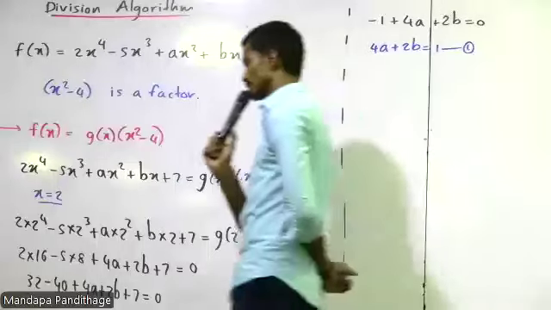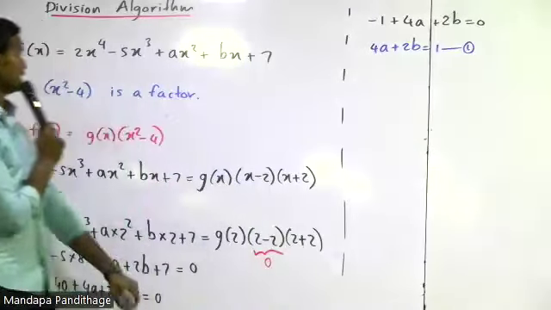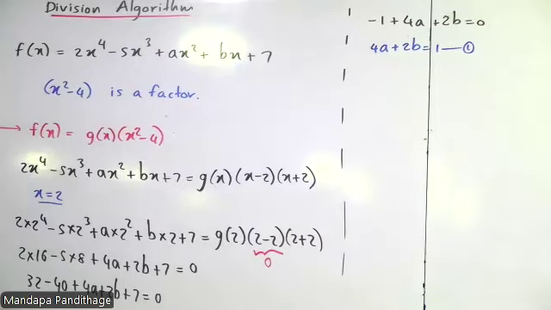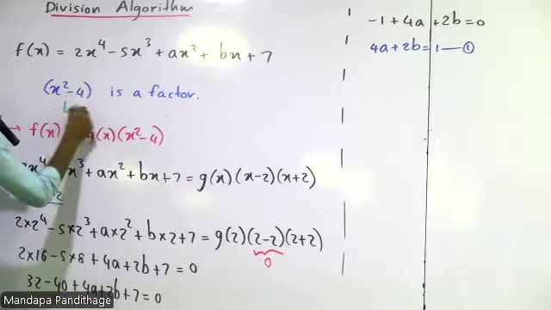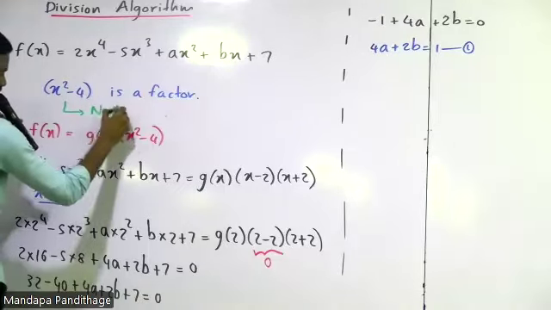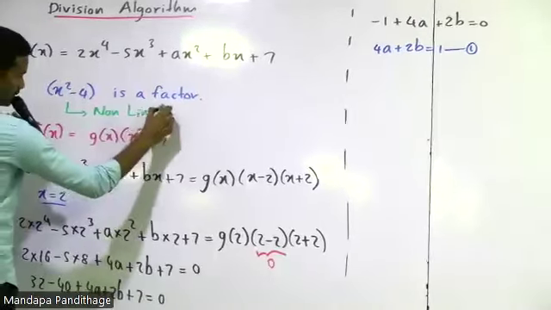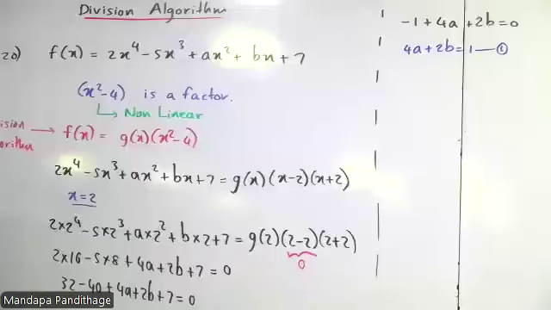Okay. Then we are talking about question number 20. Since x squared minus 4 is a factor and it is non-linear, I can't apply the factor theorem or the remainder theorem.